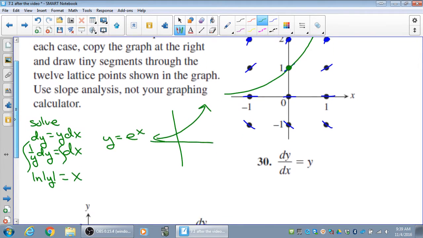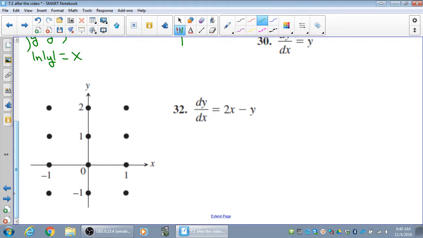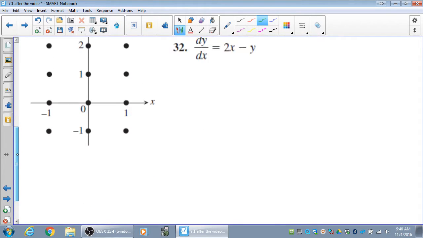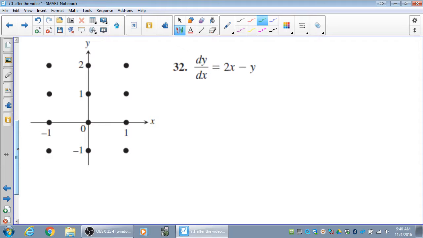Now, we're not going to go through all that work for this next one. We're just going to draw the slope field. Here we go. The slope field, all the little derivatives, all the little slopes are based off of x and y now, not just y. So let's start up here, top right-hand corner. That's the point (1, 2). Plug in 1, we get 2 minus 2, 0. So the little slope right there is 0.